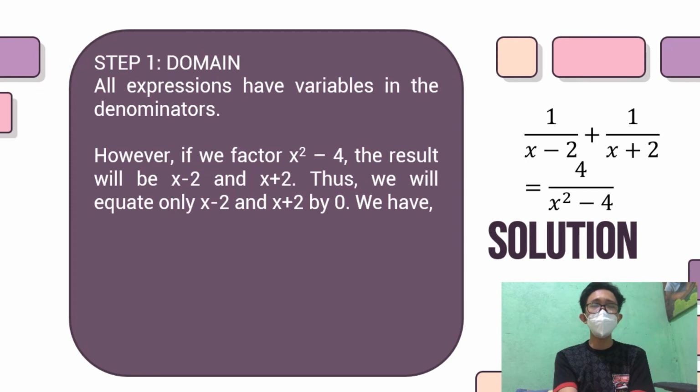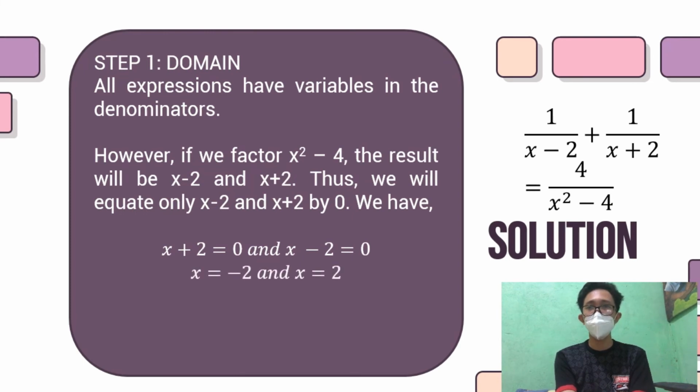So, the factors of x squared minus 4 are x minus 2 and x plus 2. So, to avoid the hassle, we will equate only x minus 2 and x plus 2 to 0. We have x plus 2 is equal to 0 and x minus 2 is equal to 0. Or, the value of x is equal to negative 2 and x is equal to 2. Therefore, the domain of the equation is x such that x is not equal to negative 2 and 2.